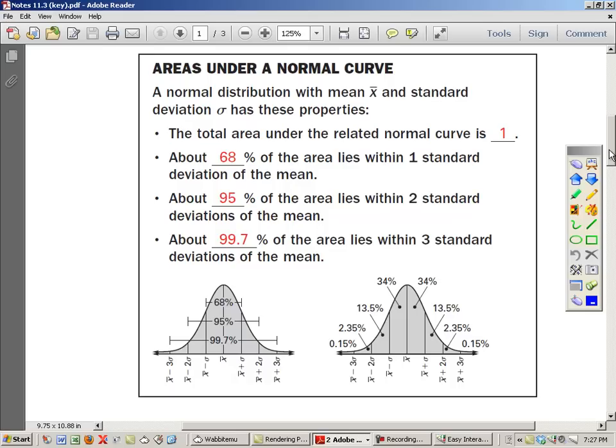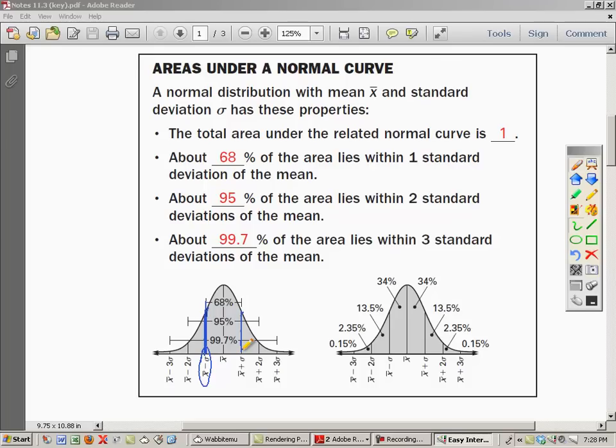The normal distribution with a mean of x bar and a standard deviation of sigma has the following properties. First of all, the total area under the related normal curve is 1. So all of the data, every single thing, if the data is normally distributed, the total area under it is a probability of 1. About 68% of the area lies within 1 standard deviation of the mean. So this says x bar minus sigma, this is 1 standard deviation below the mean. This is x bar plus sigma, so that's 1 standard deviation above the mean. Now, 68% of the data will fit in that area there.